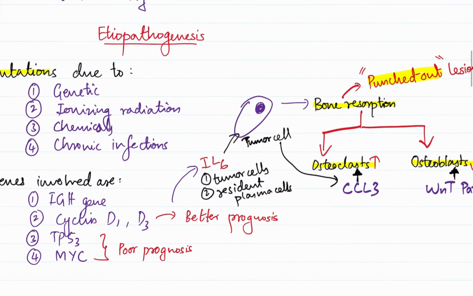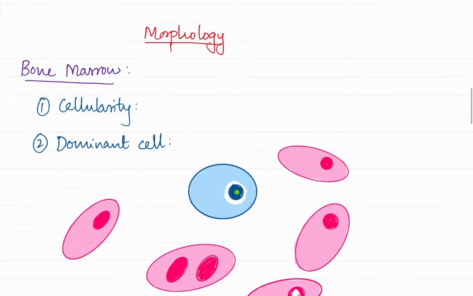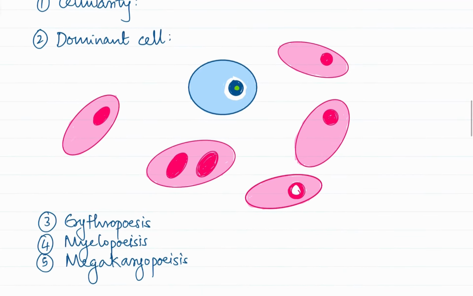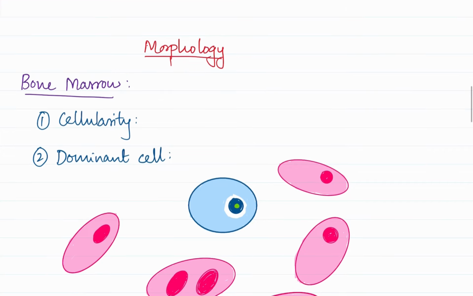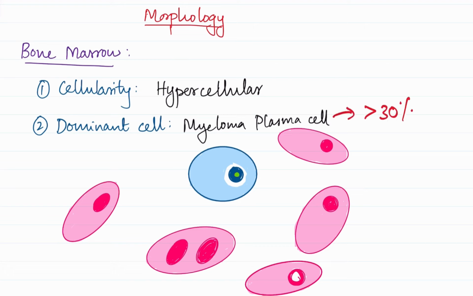Now we move on to the morphology. So we know that in morphology we always discuss the bone marrow and the peripheral smear findings. So let's begin with the bone marrow, and we start with these questions. Cellularity, as we know, is always going to be hypercellular. Now, what is the dominant cell? So it is our plasma tumor cells, right? They are called the myeloma plasma cells. Now, what percent are usually present? They will be usually greater than 30%. Their cellularity is usually going to be greater than 30% in multiple myeloma.